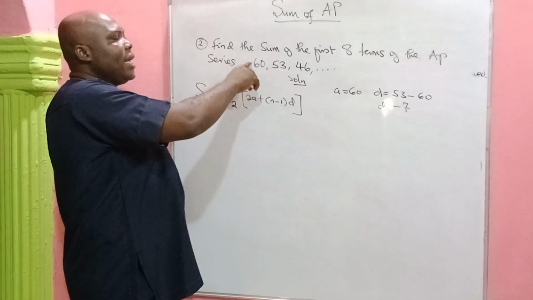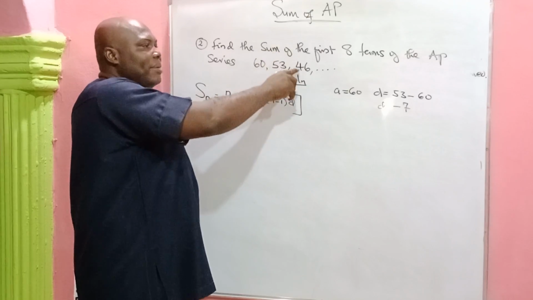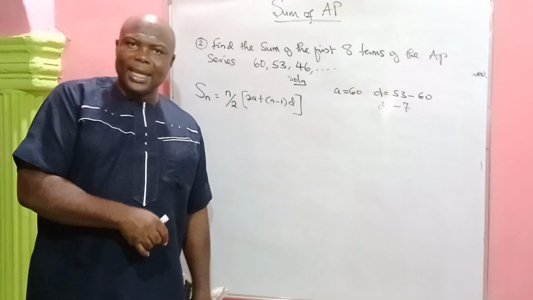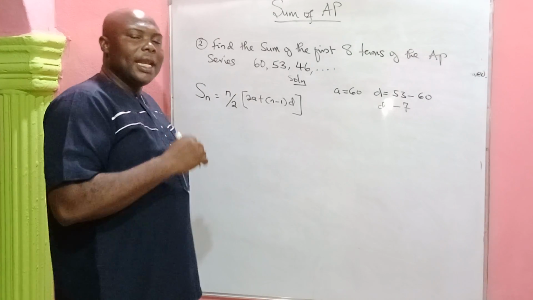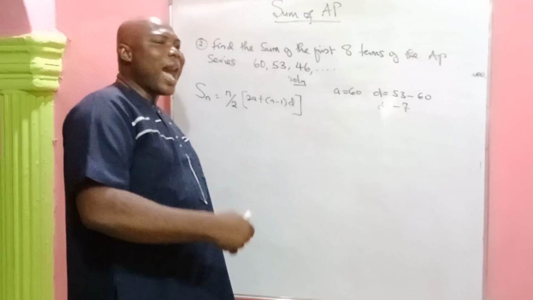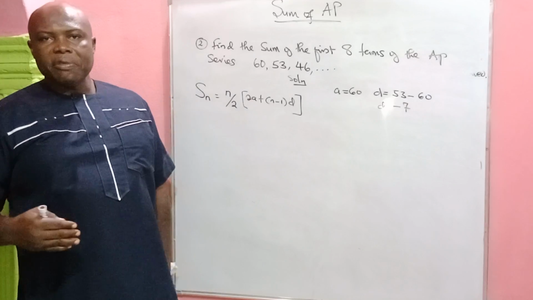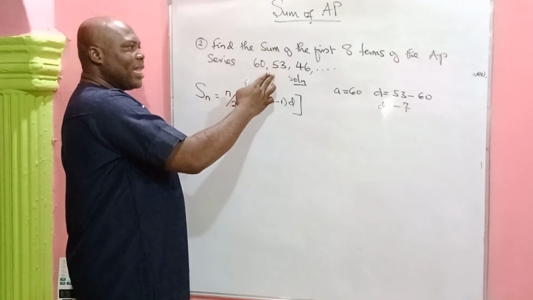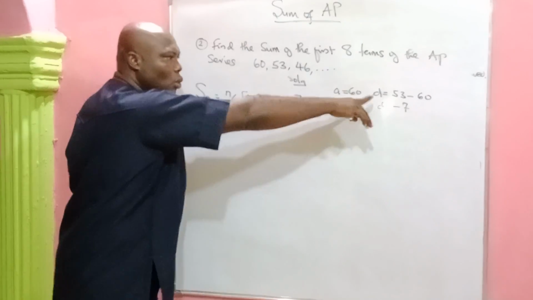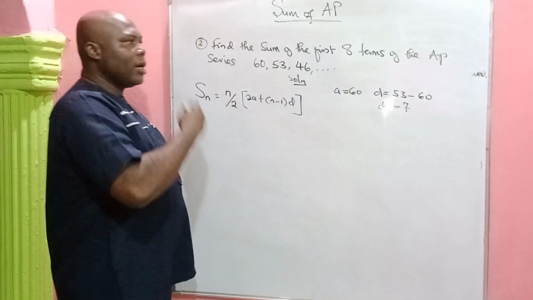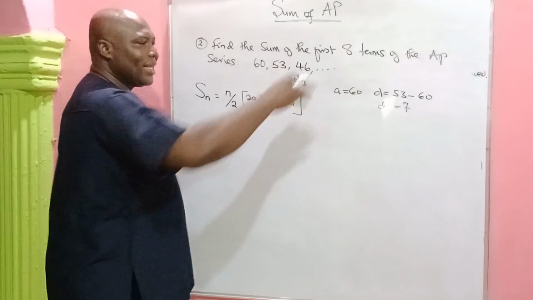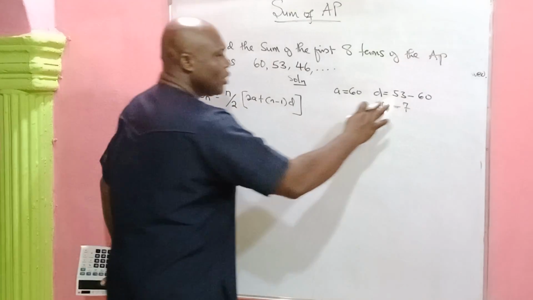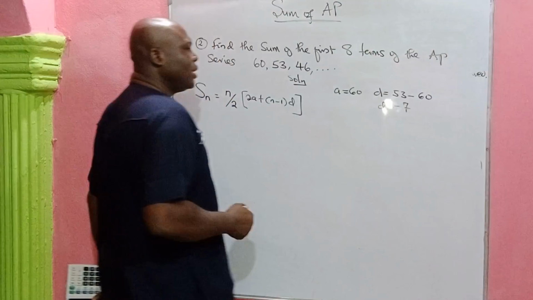Of course, when you see an AP series whose successive terms are decreasing, it means that the AP series has a common difference that is negative. But if you have an AP series whose successive terms are increasing, it means that the common difference of that AP series is a positive common difference. So by the fact that the successive terms are decreasing, you know that the common difference should be negative, because the AP series is decreasing progressively. So the common difference is negative. Alright, so that's why we have minus 7. 53 minus 60 is minus 7.